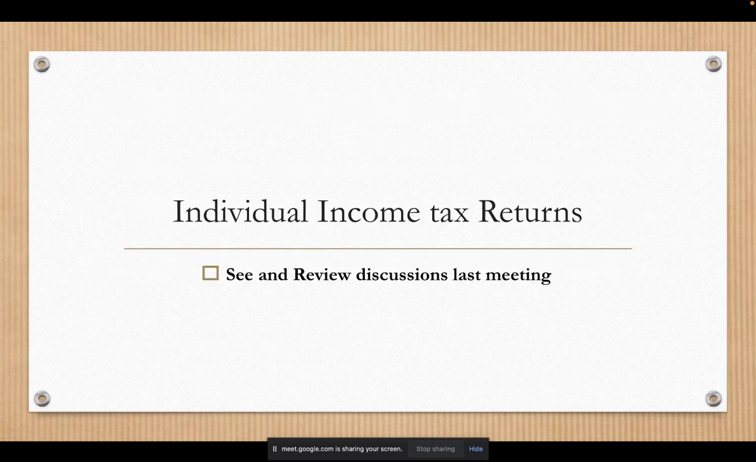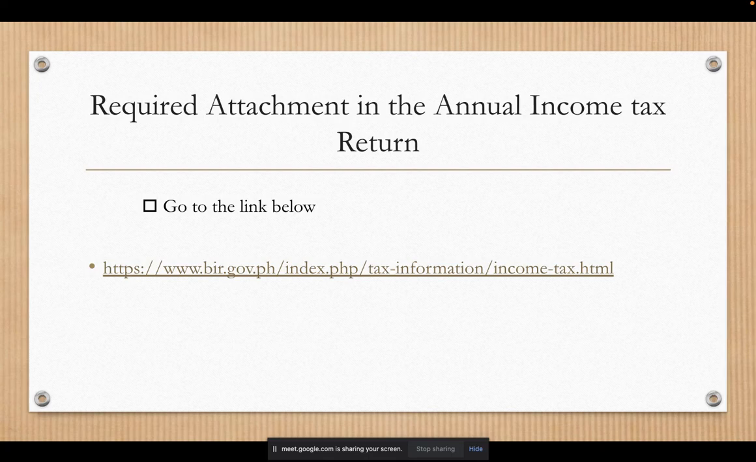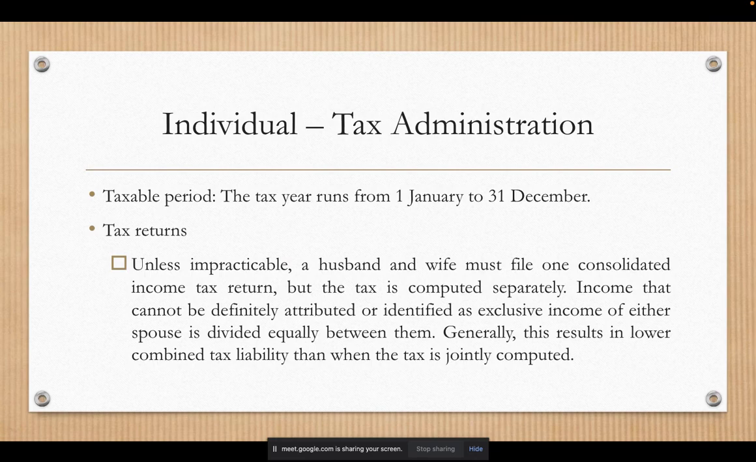Okay. The income tax returns can be browsed through the BIR website, www.bir.gov.ph. You can go to this for annual income tax return. Okay, there's also some attachments here. And then for individual income tax returns, you will also find this in the form.